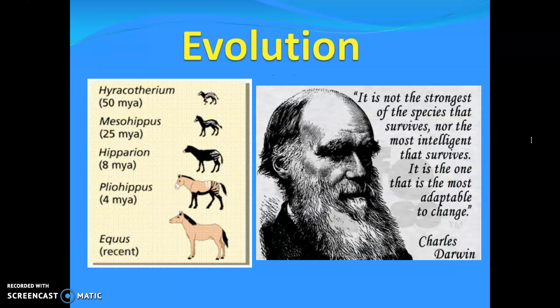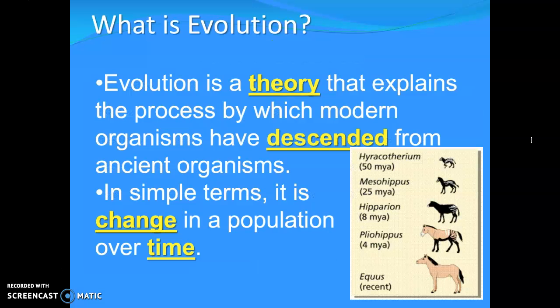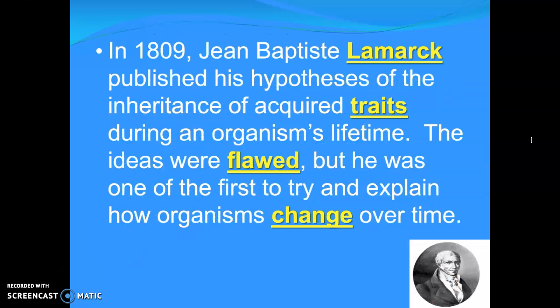So we're going to be talking about evolution. Evolution is a change over time. When we talk about evolution, this is a theory that explains how modern organisms have descended from ancient organisms. It's a change in a population over time. That's a key thing: change in a population, not in an individual.